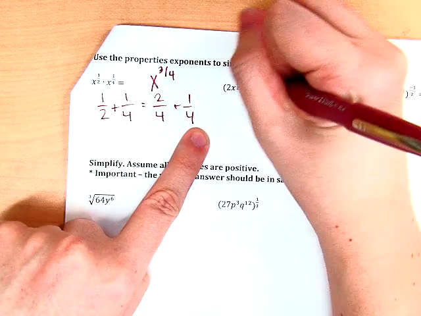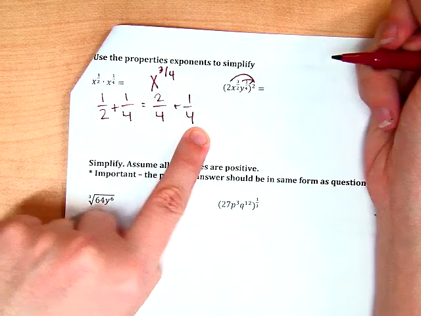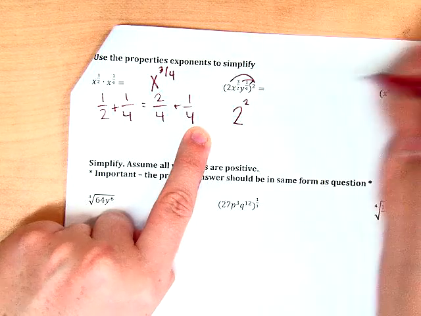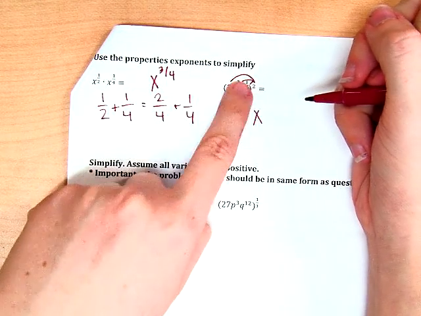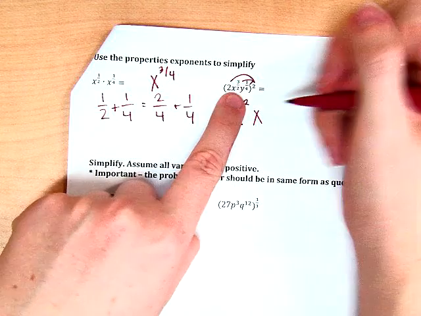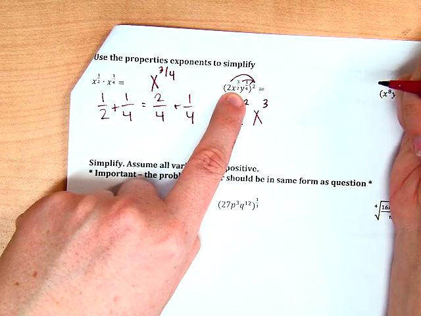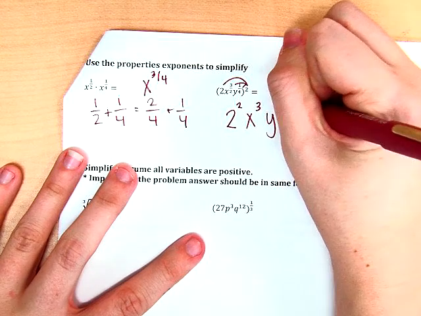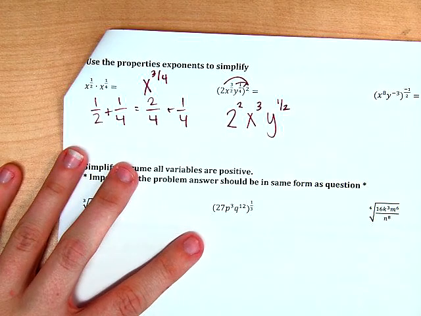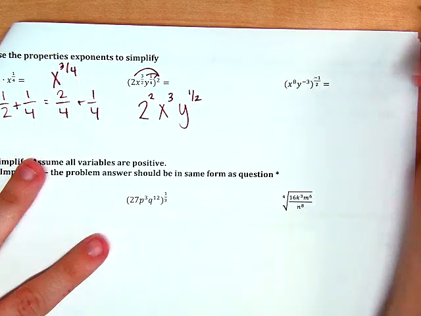This one I'm going to distribute to the 2, to the x, and to the y. So it becomes 2 to the power of 2. x to the power of 3/2 times 2. So you do 3 times 2, 6 divided by 2, and I get 3. And the y, 1/4 times 2 is 2/4. That's 1/2. Beautiful.